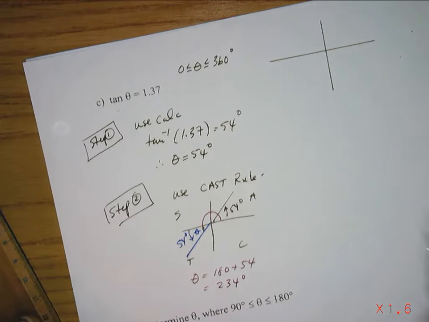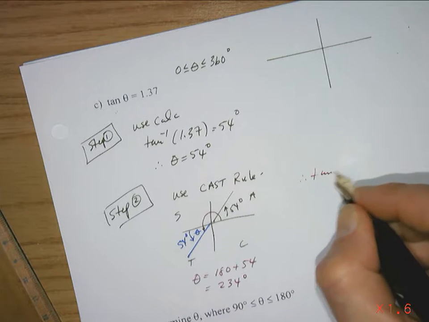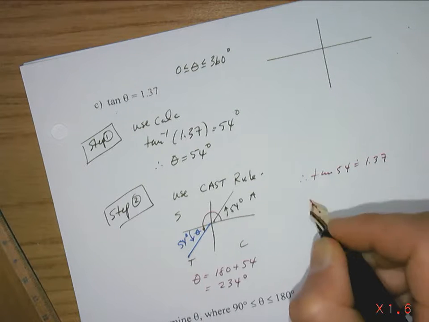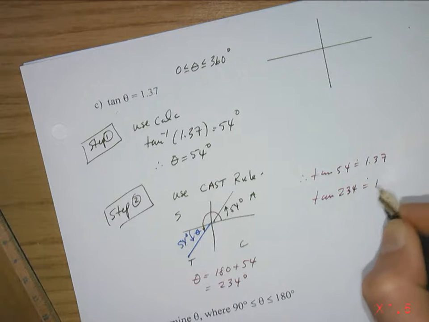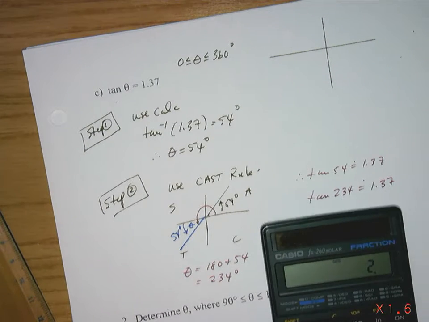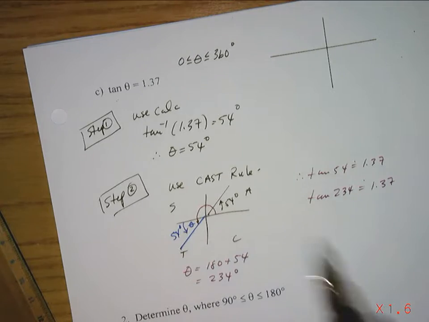So we have two answers. Therefore, tan 54 is going to equal approximately 1.37, and tan of 234 is going to equal approximately 1.37. Let's just check. 234 tan, and it does. That's it. And so that was without the investigation.